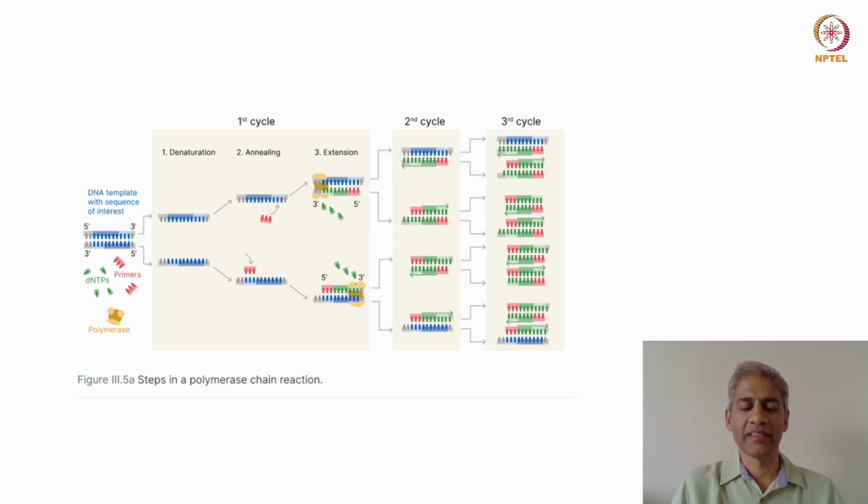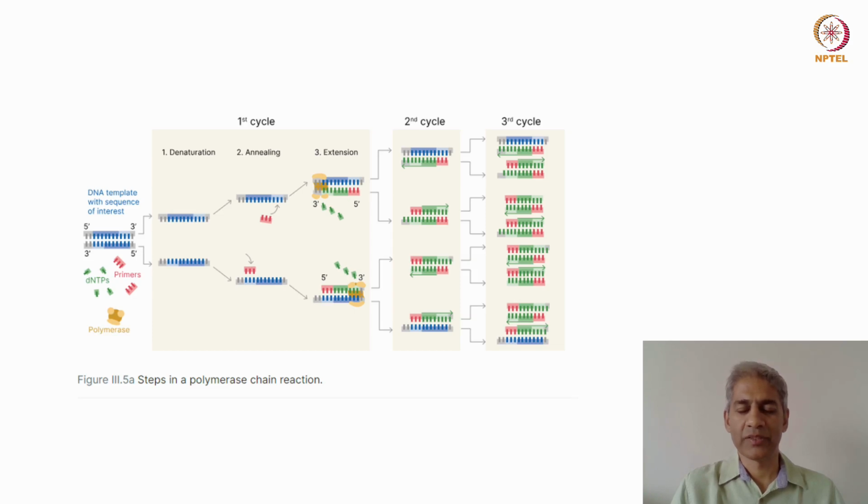And then if you look at the first cycle in detail, it has 3 steps: denaturation, annealing, and extension. In the first denaturation part, you raise the temperature in your reaction, so the double helix falls apart. Then in the annealing step, you reduce the temperature and it allows the primers to bind to your DNA strands. And then you run the extension part of the reaction.